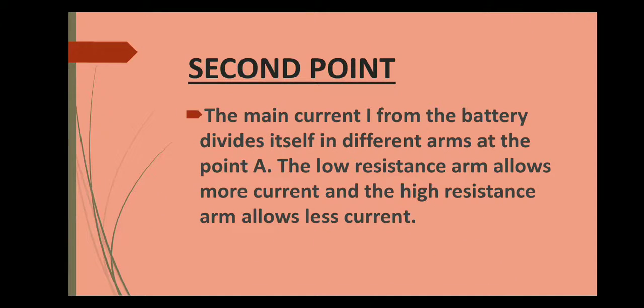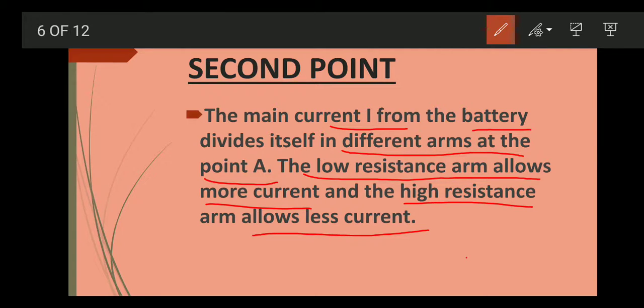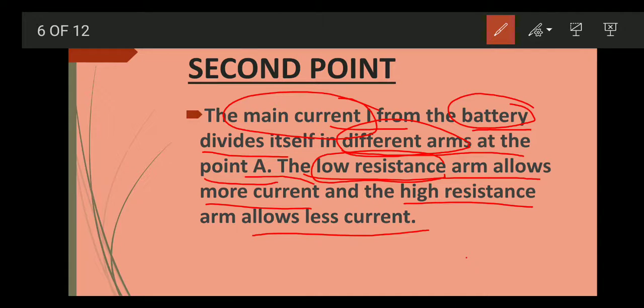Second point, the main current I from the battery divides itself in different arms at the point A, and the low resistance allows more current and the high resistance allows less current. सो पैरेलल कम्बिनेशन में क्या होता है कि जो मेन करंट I है जो बैटरी से निकल रहा है वो जो डिफरेंट आर्म्स है उसमें डिवाइड हो जाता है और उसमें डिवाइड होने का क्या रूल है कि जो लो रेजिस्टेंस आर्म है उसमें मोर करंट जाएगा, ज़्यादा करंट जाएगा. Why? Because current is inversely proportional to resistance.